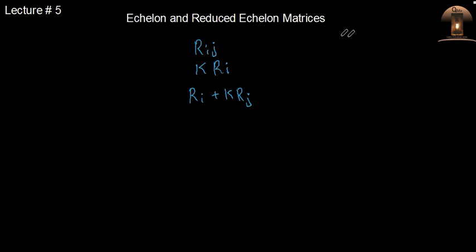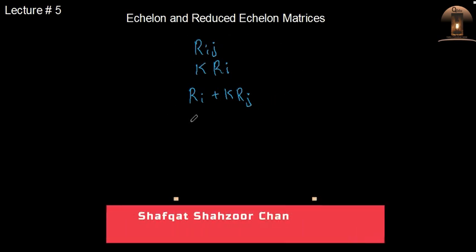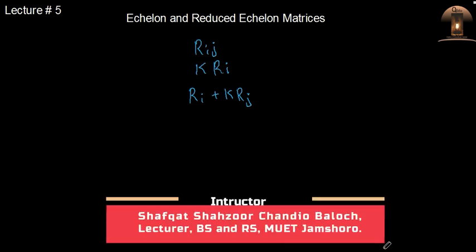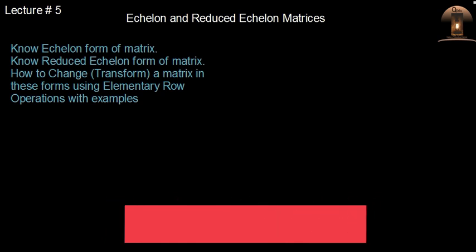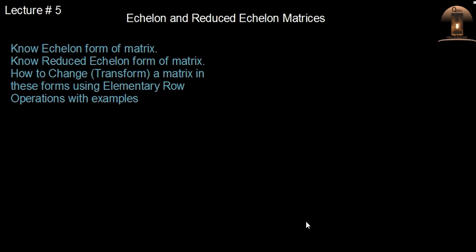Now in this lecture we will use these operations to find the two important forms of matrices, namely echelon and reduced echelon form of the matrices. So the objective of this lecture is to know the echelon form of a matrix, know the reduced echelon form of a matrix, and how to transform a matrix into these forms using elementary row operations, with examples.